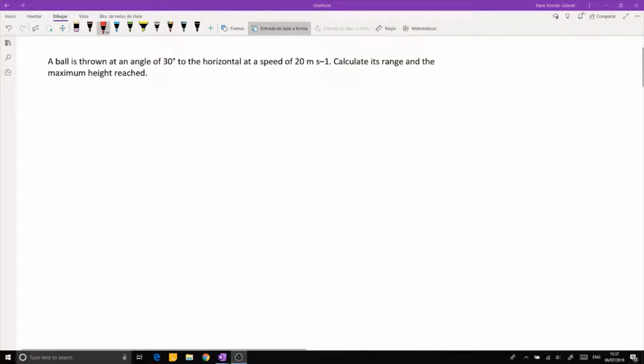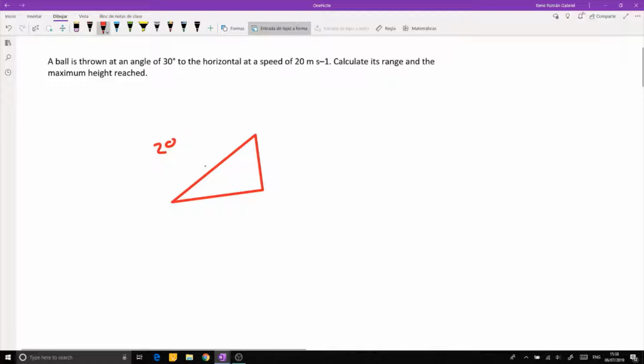A ball is thrown at an angle of 30 degrees to the horizontal at a speed of 20 meters per second. Calculate its range and its maximum height reached. So basically here, they tell us that it's thrown at 30 degrees, which would be like a triangle. And the speed is 20 meters per second, so they give us 20 here. Calculate the range and the maximum height reached.